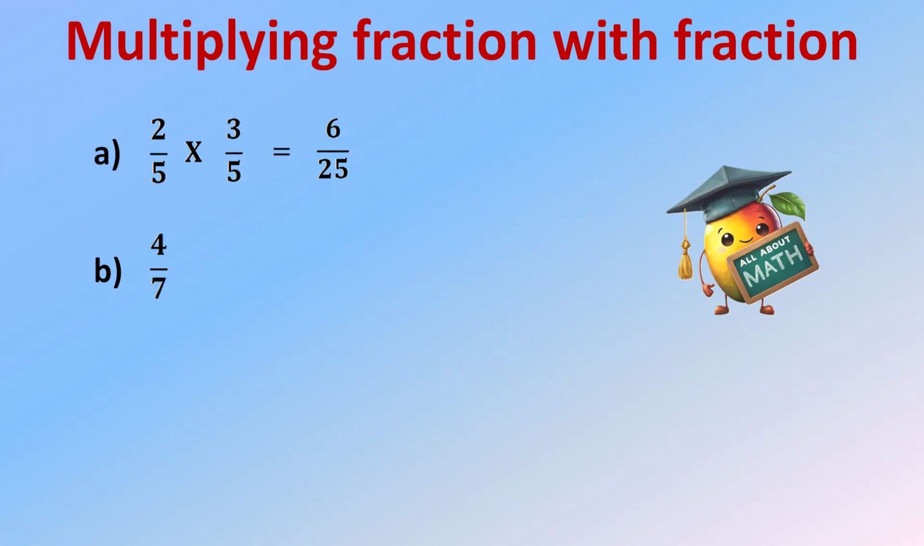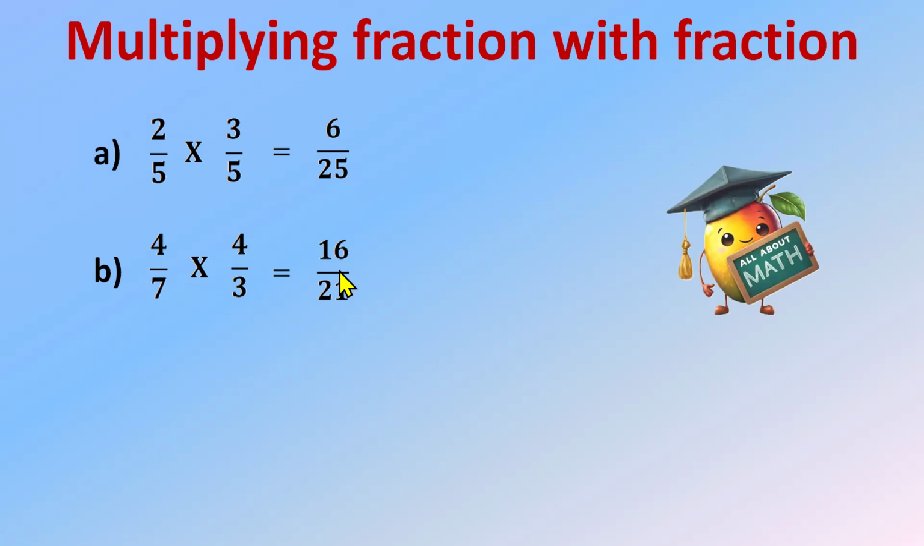Let's see the B part. 4 by 7 multiply 4 by 3. Even though the numerators are the same, the rule is exactly the same. Multiply numerator with numerator, that is 4 4s are 16. And denominator with denominator, 7 3s are 21. So your answer will be 16 by 21.